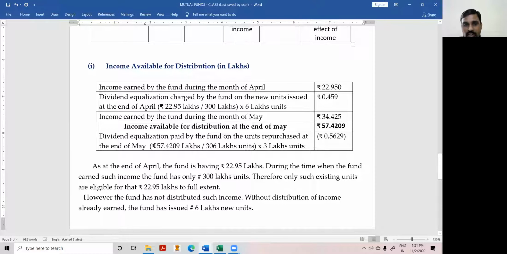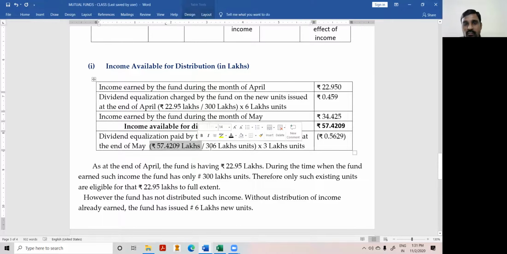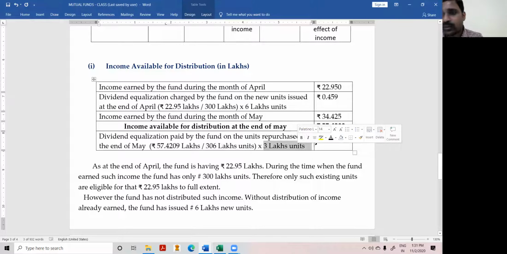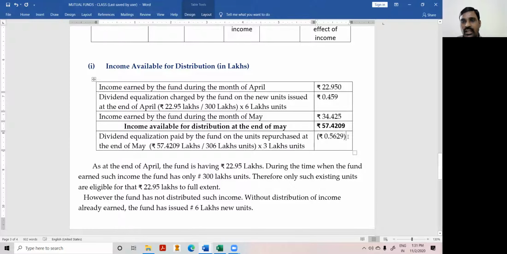So this is the total amount available. These persons are eligible, out of which some are going out. Total income available, total units outstanding, per unit amount you will get. How many people are going out? 3 lakhs units. Therefore, into 3 lakhs units is the total amount to be paid. This is the dividend equalization number.